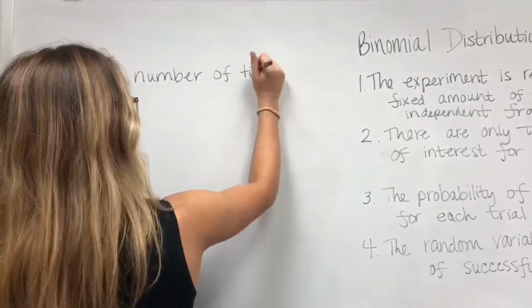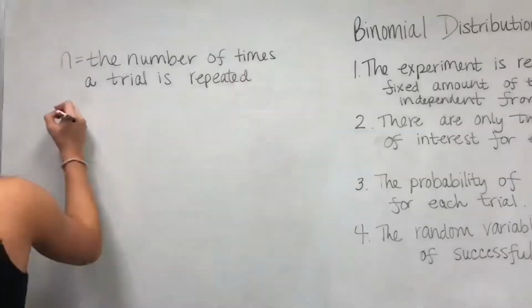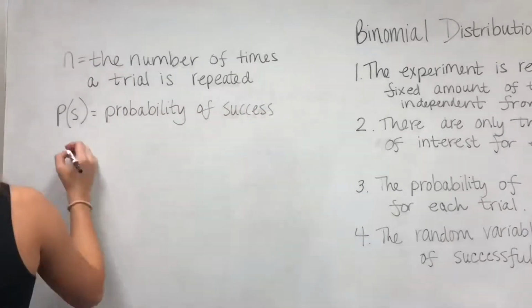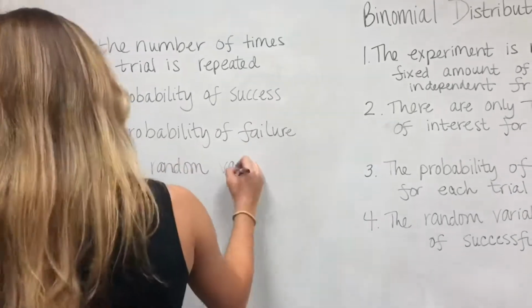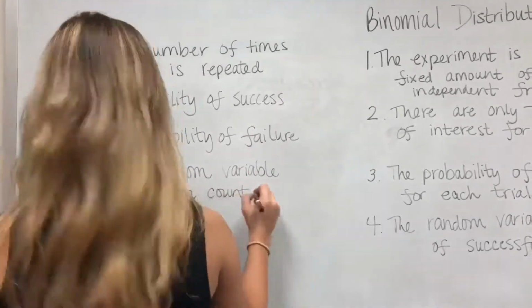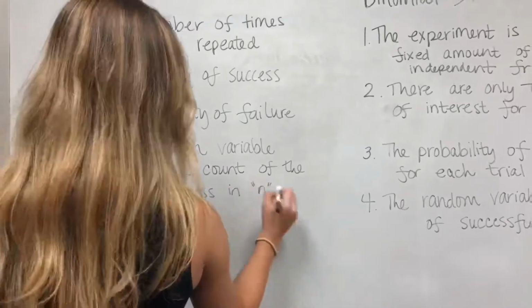N is the number of times a trial is repeated. P of S is the probability of success. P of F is the probability of failure, and x is the random variable that represents a count of the number of successes in N trials.